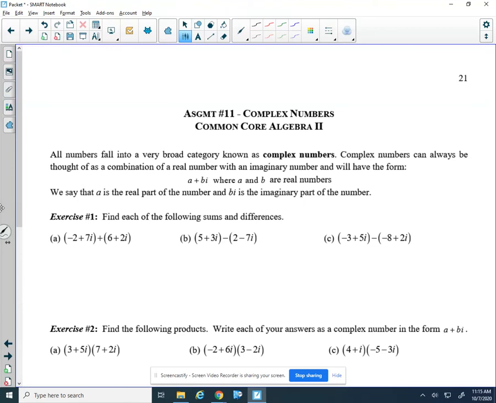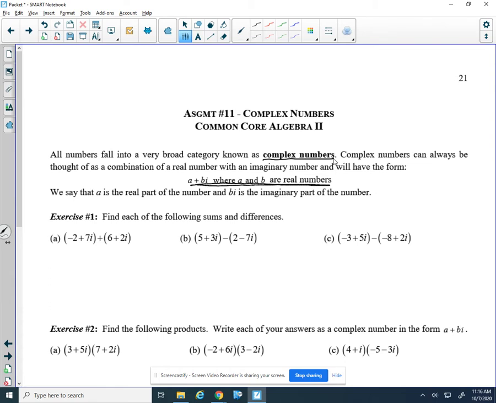So now we're going to start to talk about something called complex numbers, which really aren't that different from what we did in the last lesson. It says all numbers fall into a very broad category known as complex numbers. Complex numbers can always be thought of as a combination of a real number with an imaginary number and will have this form.